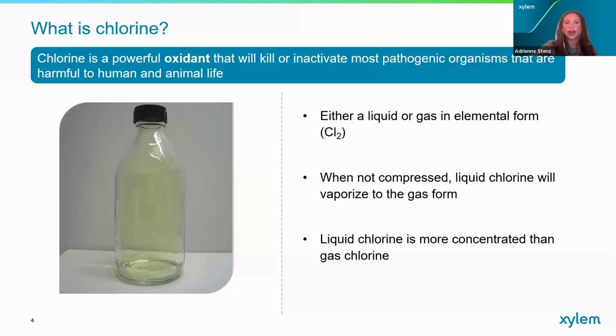Elemental chlorine can be liquefied by compressing that gas under pressure and cooling it. The liquefied form is what's stored and transported in cylinders and is a highly concentrated form of 100% elemental chlorine.